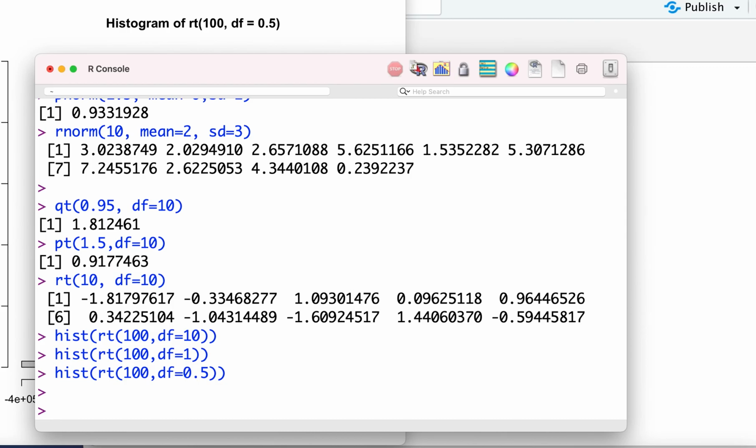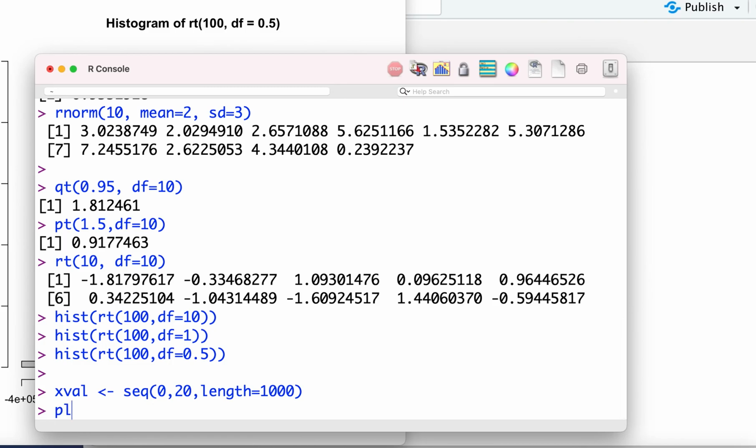Let's do the same thing with F. Let's look at an F distribution. I'm going to plot one really fast. I'm going to make a sequence of numbers from 0 to 20 with length 1,000, so I can plot it. Then I'll do the plot. You don't have to do this, but I just want to show you what a distribution with degrees of freedom 2 and 3 looks like. So the x values, and the y values are going to be df, the density of an F distribution at the x values, with first degrees of freedom 2 and second degrees of freedom 3. Okay, let's see what this looks like.